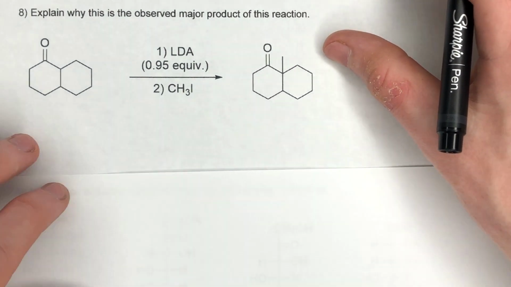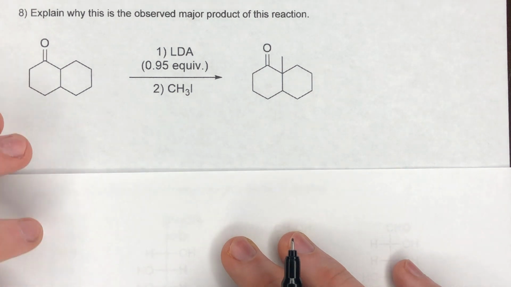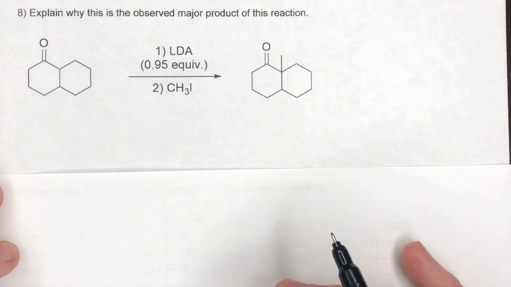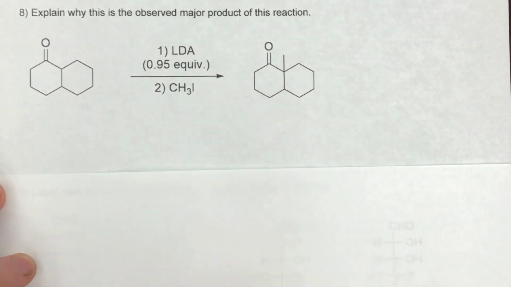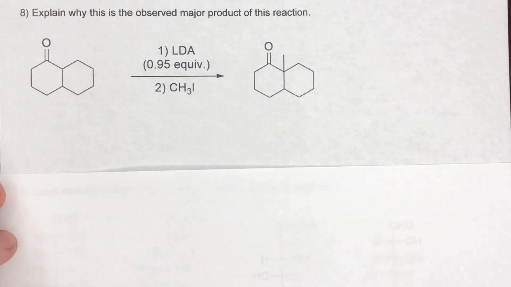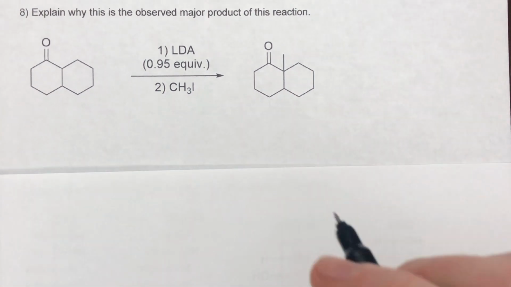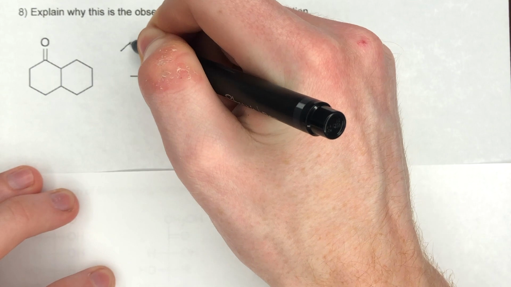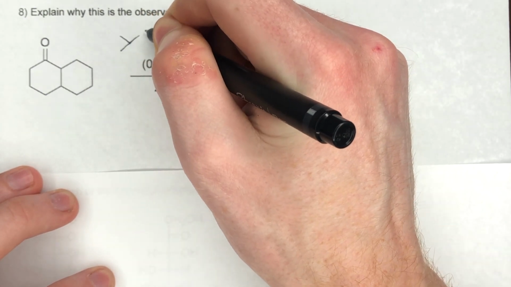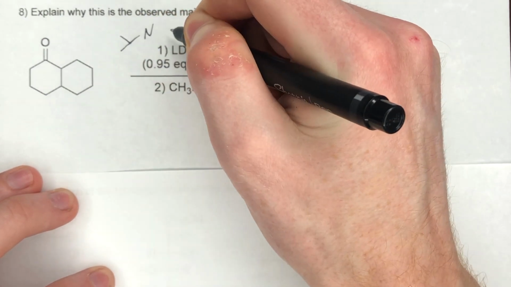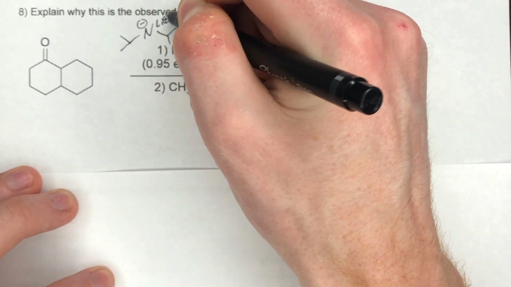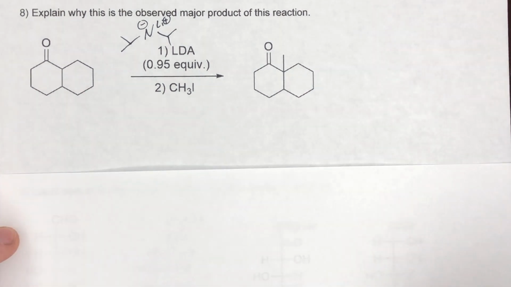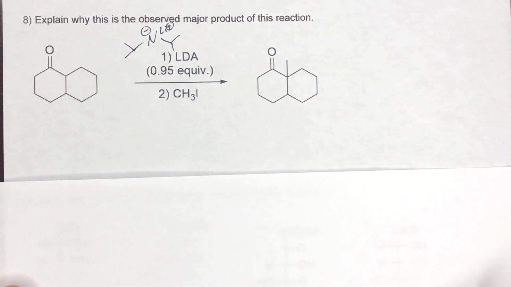So we'll move on to question number 8 here. We're asked to explain why this is the observed major product. LDA is an extremely strong base. It is lithium diisopropyl amide. So that is like this, a negative charge there with a positive lithium counterion. So the point is that's an extremely strong base.